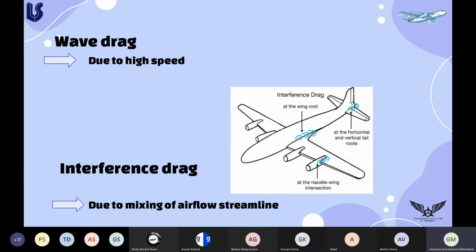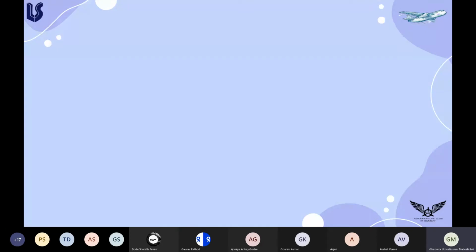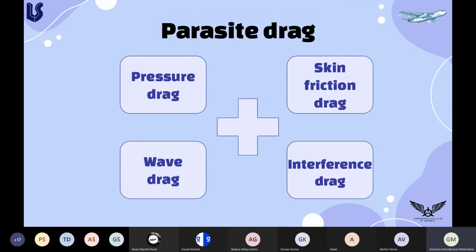Now next we are going to learn about parasite drag. It is very simple. It is a combination of all four drags: pressure drag, skin friction, wave, and interference. It is very important to understand the drag polar, because this parasitic drag increases with velocity. Meaning when the velocity is high, then parasitic drag is high. Okay.